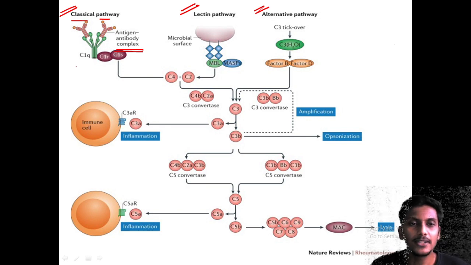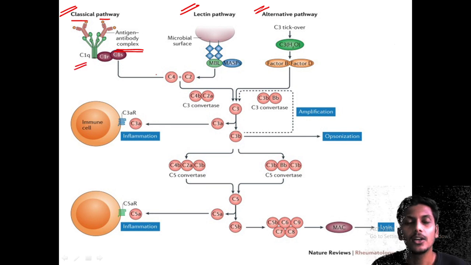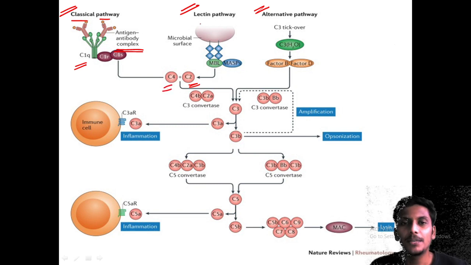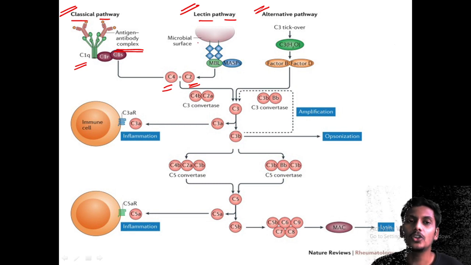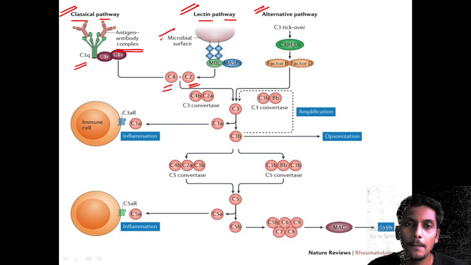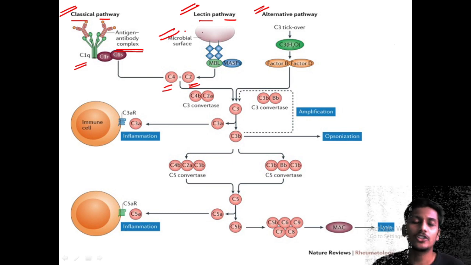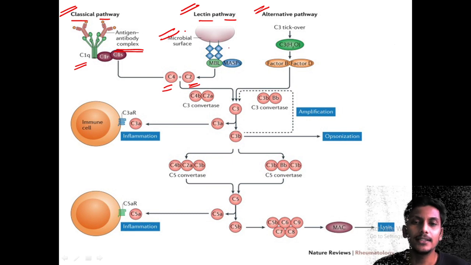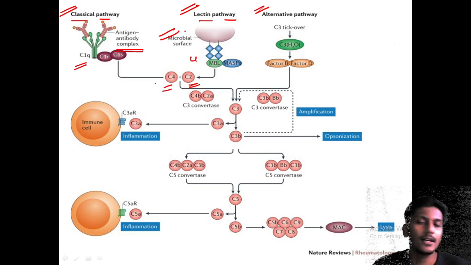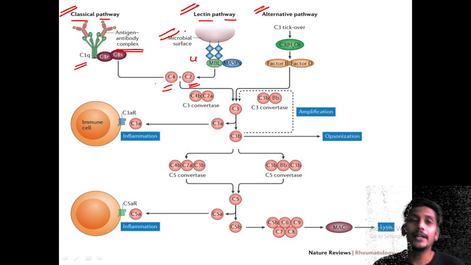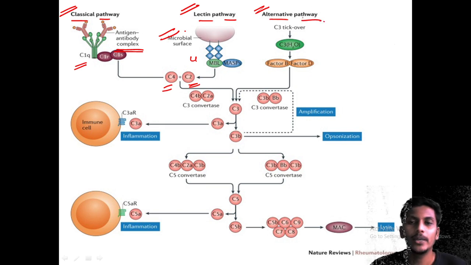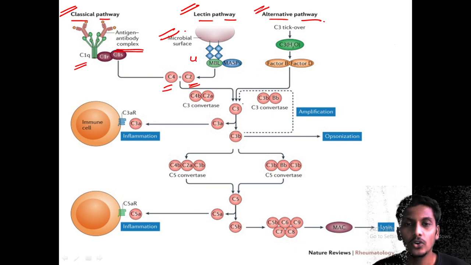Once the classical pathway is activated, it leads to activation of C1, C2, and then C4. The same occurs in the mannose binding lectin pathway, but this time it is not the antigen antibody complex, rather it is the microorganism itself which activates the pathway, which in turn activates C1, C2 and C4. So in classical and lectin pathways, C1, C2 and C4 are used, whereas in the alternative pathway, C1, C2 and C4 are not used. It directly goes to the next step.